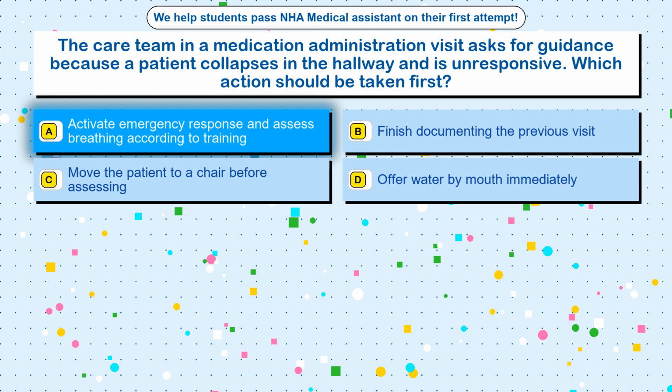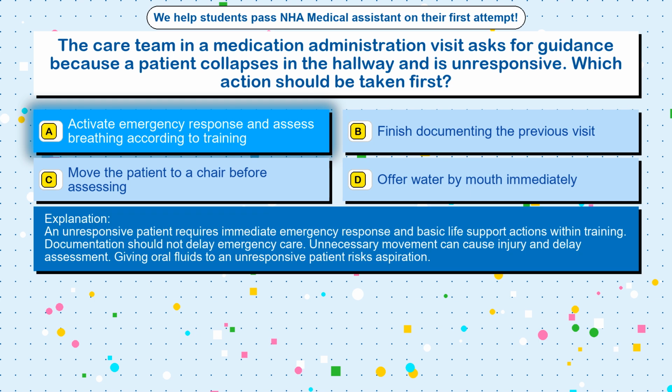The correct answer is option A. Activate emergency response and assess breathing according to training. An unresponsive patient requires immediate emergency response and basic life support actions within training. Documentation should not delay emergency care. Unnecessary movement can cause injury and delay assessment. Giving oral fluids to an unresponsive patient risks aspiration.